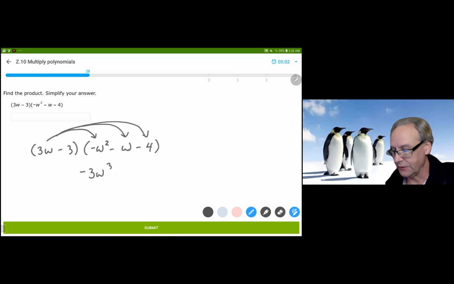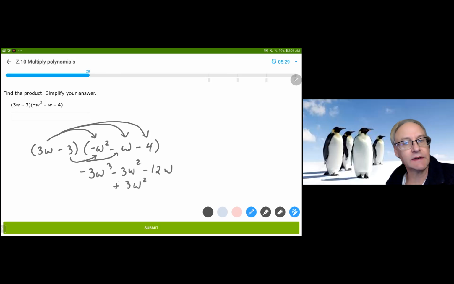3w times negative w is negative 3w squared. And we have a 3w times the negative 4. I should have drawn them as I did them. Negative 12w. Now what I'm going to do is I'm going to multiply the negative 3 times all three terms. I'm going to multiply it by the negative w squared, which gives me plus 3w squared. Then I'm going to multiply negative 3 times negative w, which gives me plus 3w.